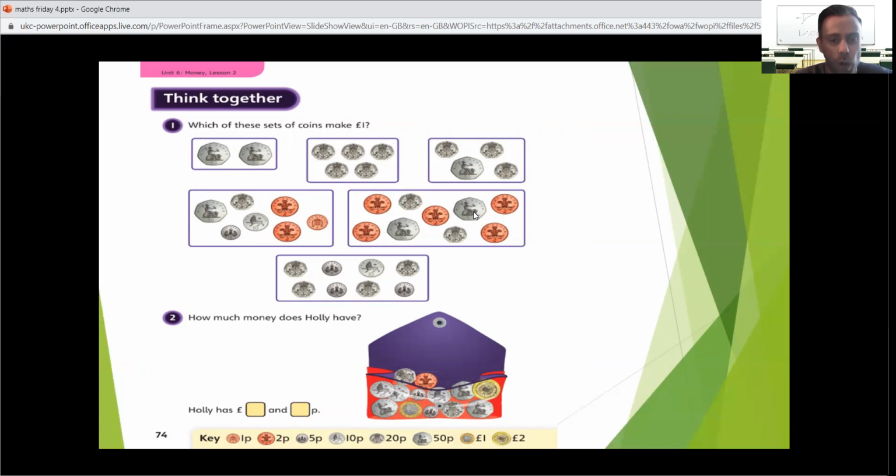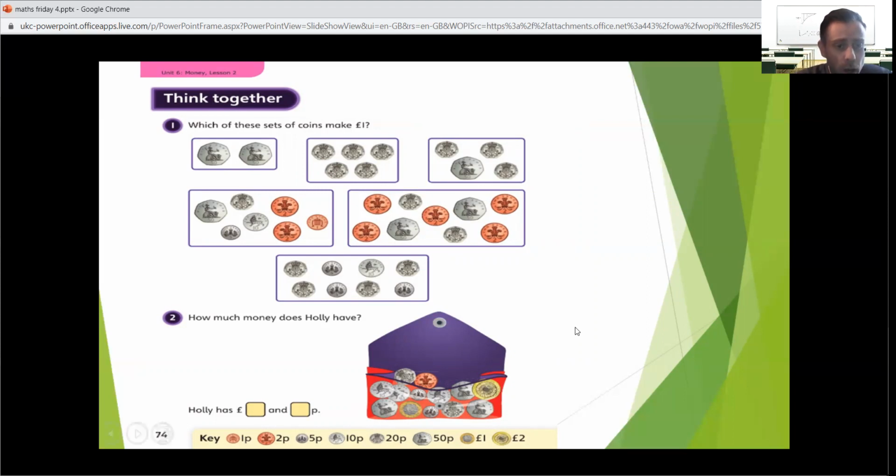Too much money. We don't want that. Well, we do really, I suppose. And then the last one, lots of silver coins here. We've got 20p, 20. So that's 20, 40, 60, 80. And then we've got another 10p, that's 90, 95, 100, 105. £1.05. They are the answers for that one.